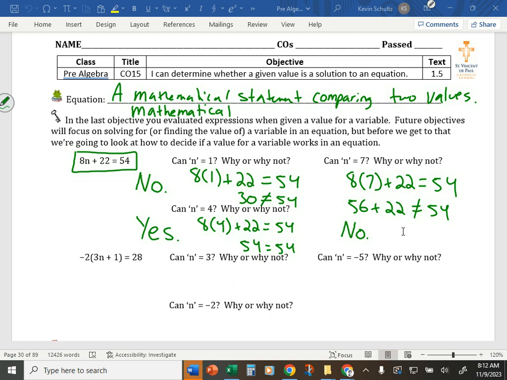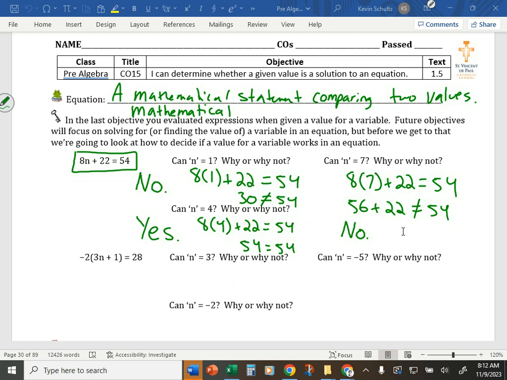Yes. There you go. Okay. And we know that because we plugged in and we tested. Now here's my next question. Can n be anything else? We've shown n is 4 here. Can n be anything else?